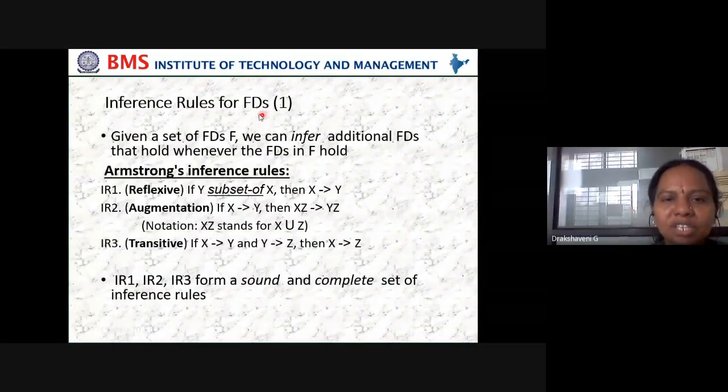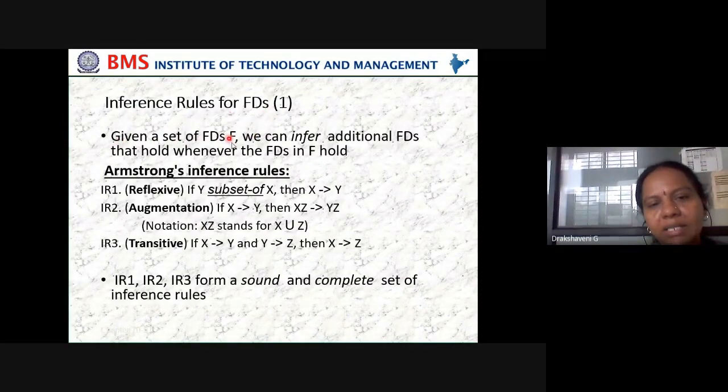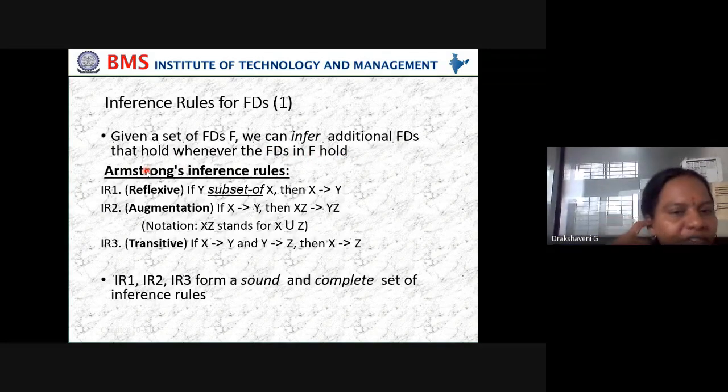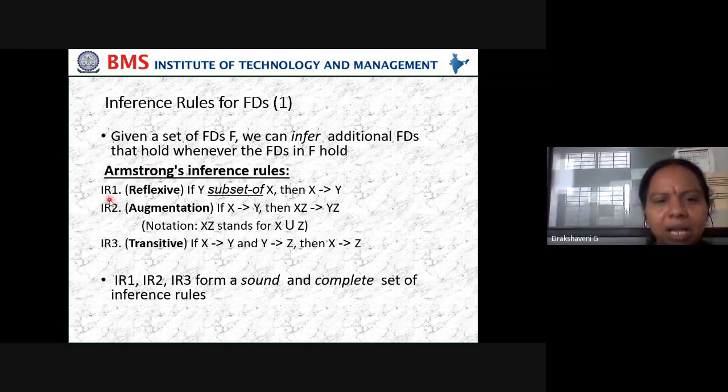Inference rules of functional dependency. Given a set of functional dependencies F, we can infer additional functional dependencies that hold whenever the functional dependencies in F hold. So what do these Armstrong rules, or inference rules, say to us? You would have studied in your maths what reflexive and transitivity are. We'll see that inference rule 1 says to us that it is reflexive.